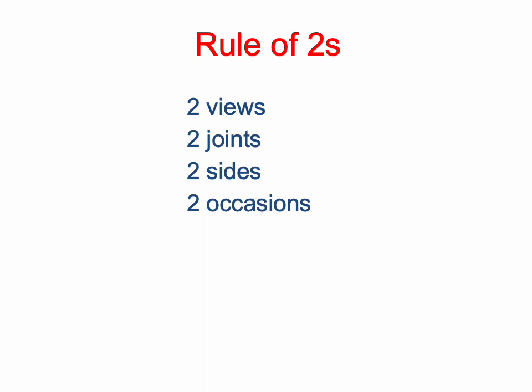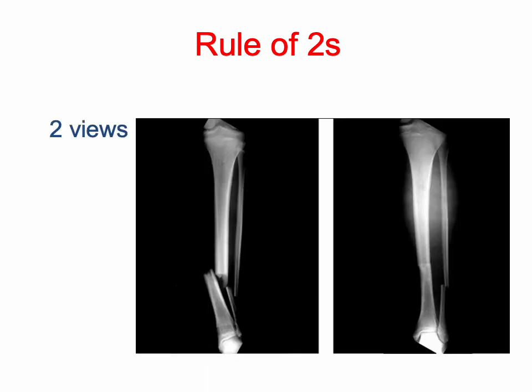Two sides, we do not routinely do bilateral imaging, but it can be helpful to have a side that's normal for comparison, particularly in things like acromioclavicular joints. And on two occasions, meaning that, say, for scaphoid fractures, a fracture might not be immediately apparent, and if you immobilize it and give it 10 to 14 days, fracture lines can become more apparent. We'll go through that in a second.